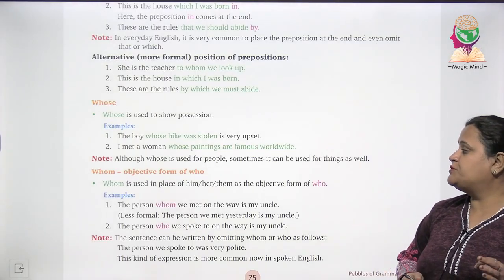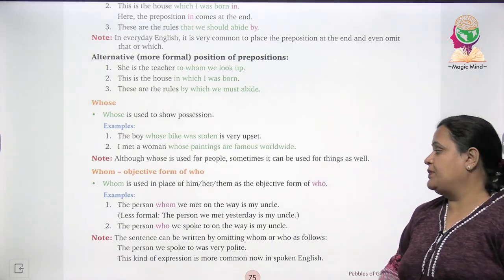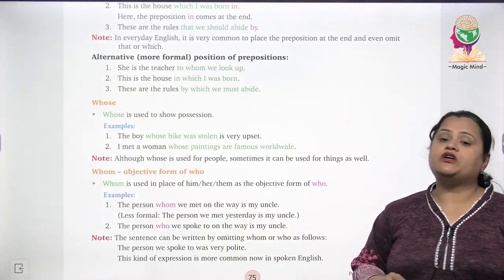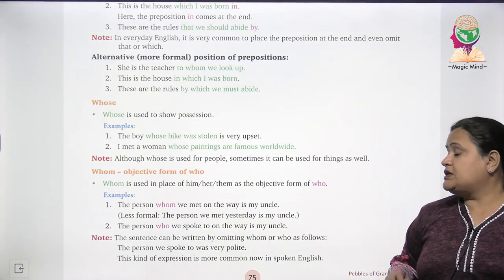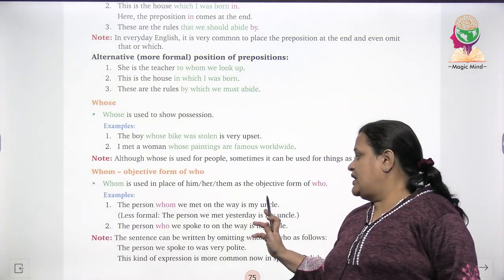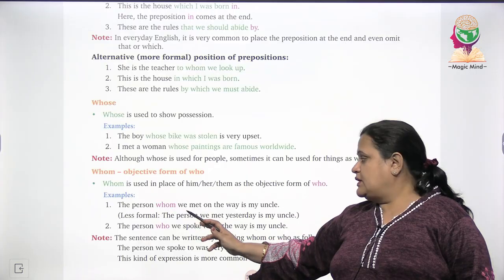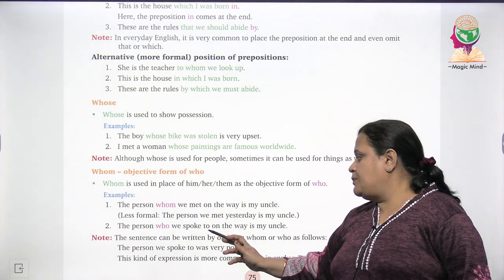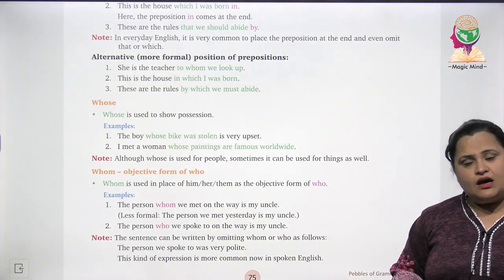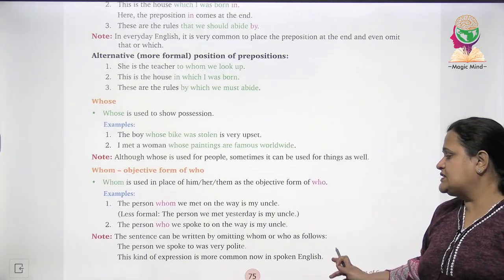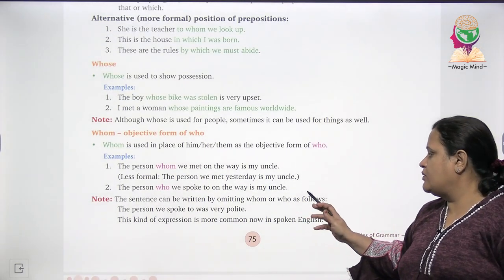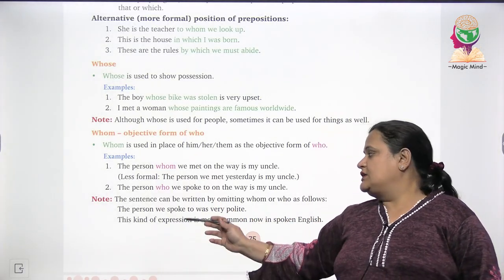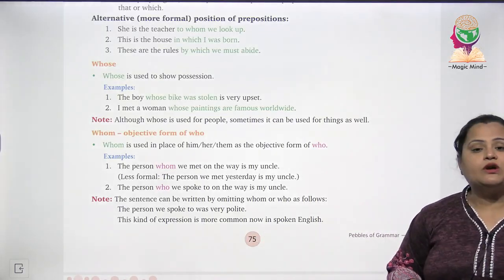Whom देखेंगे आप, objective form होती है ये who की. Whom is used in place of him, her, them as the objective form of who. The person whom we met on the way is my uncle. Less formal, the person we met yesterday is my uncle. The person who we spoke to on the way is my uncle. Okay? The sentence can be written by omitting whom or who as follows. The person we spoke to was very polite. This kind of expression is more common now in spoken English.